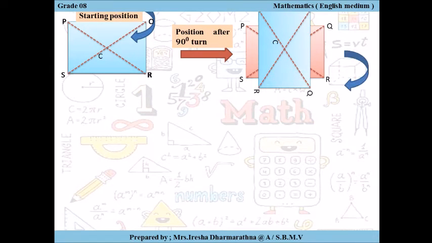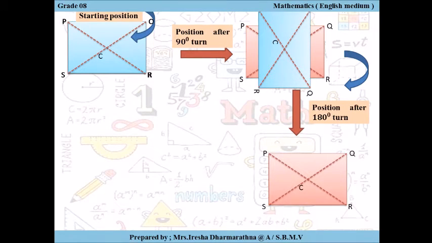After that again we can rotate it by 90 degrees in clockwise. Now you can see position after 180 degree turn. What did you see there? Did you see it? The rectangle cut by transparent sheet coincide with the original figure. That is one coincide there.